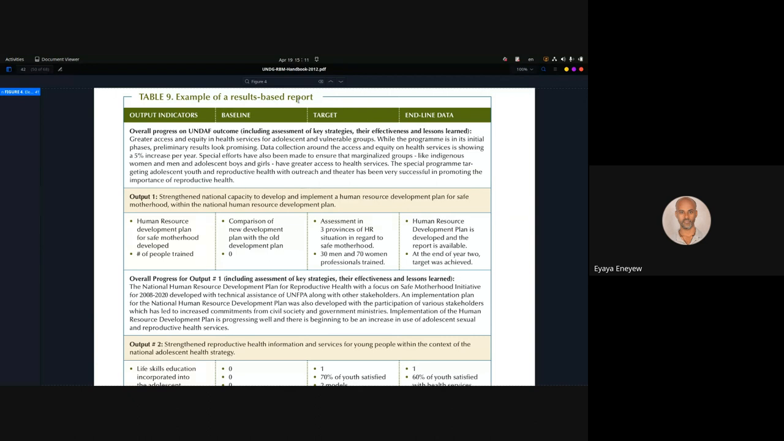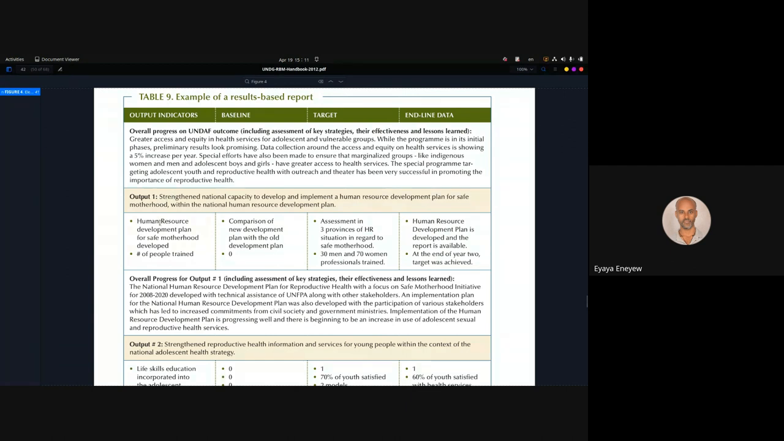So here is the overall progress at one time, right? And that's for the outcome. You need to express that or summarize it here. And then your output one, you have to put it here. For example, in this case, output one was strengthen national capacity to develop, implement human resource development plan for safe motherhood within the national human resource development plan. So this is the output, right?